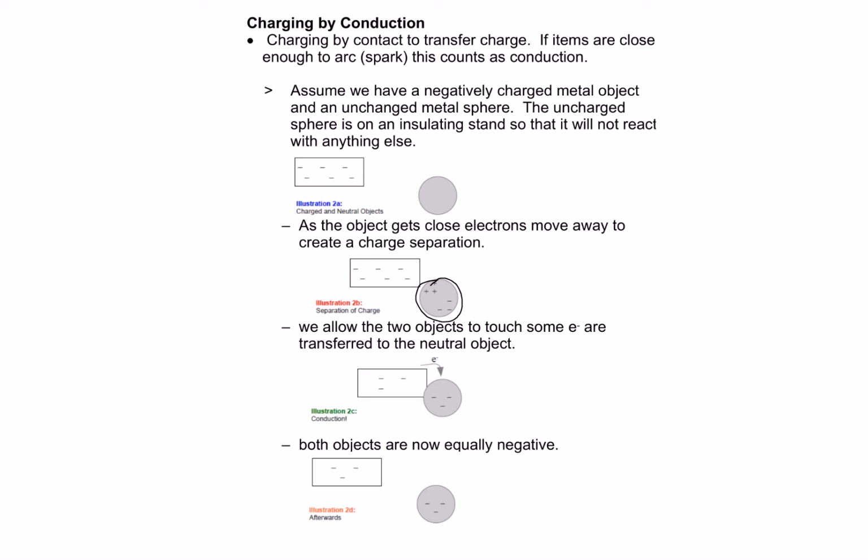So don't think of it as how many electrons or whatever. Just look at this object and do some simple math. Originally, our first object had a charge of -6.